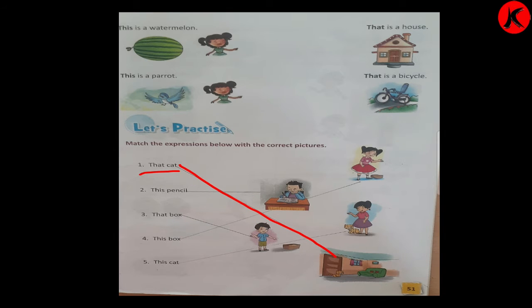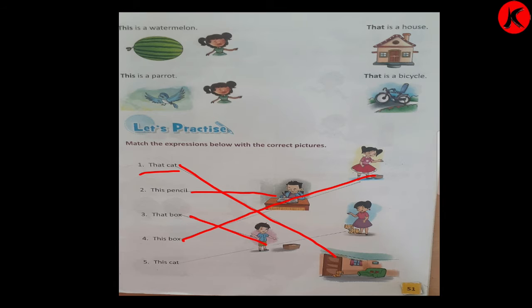Now second, this pencil. So you can see the picture, the boy is holding the pencil and is writing something. So it is this pencil. Now that box, the boy is showing where the box is. So that box. This box, the girl is showing the box is very near to her. So it is this box.